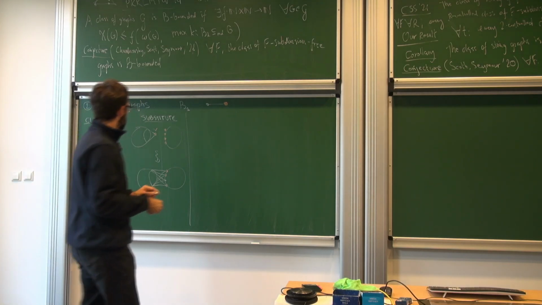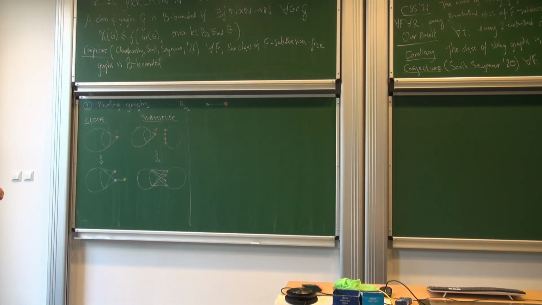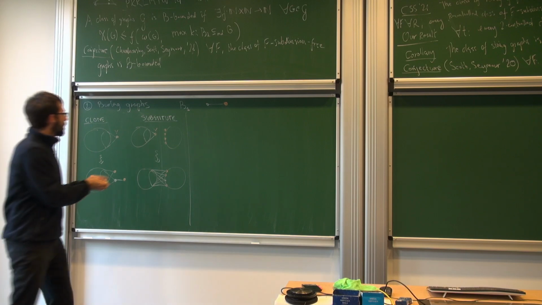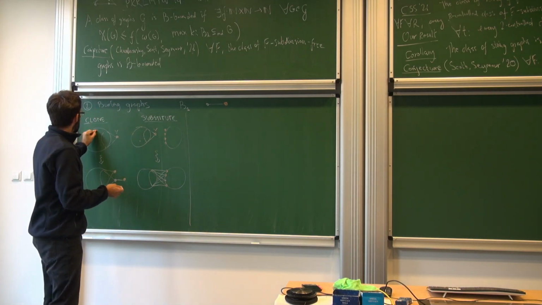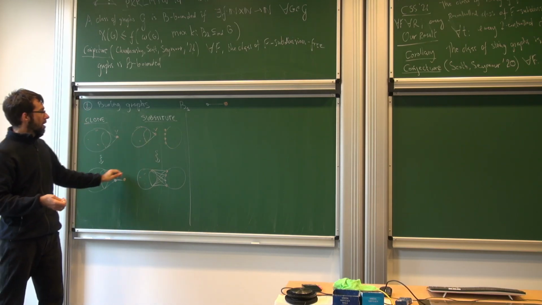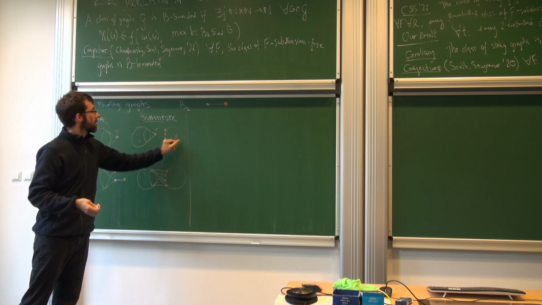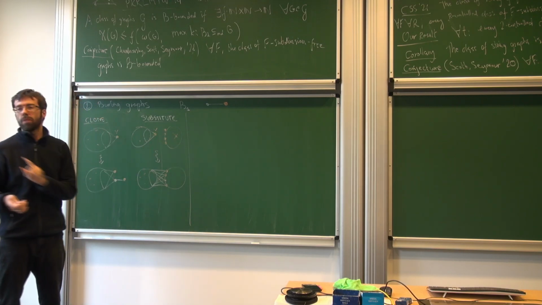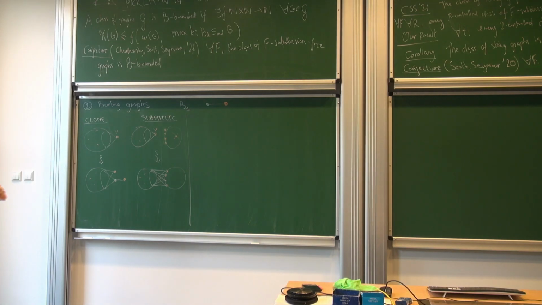This graph on the left side of the substitution could have other marked vertices. Yes, there may be other marked vertices here. There may be other marked vertices here, and nothing changes, but there are no other marked vertices on this side. We do all of them. Okay?